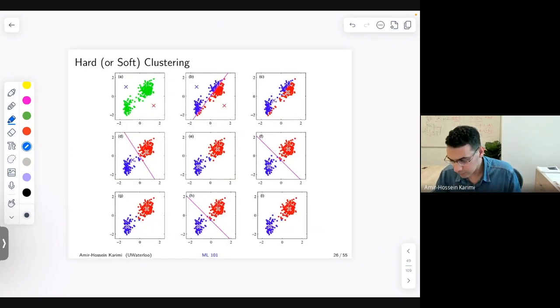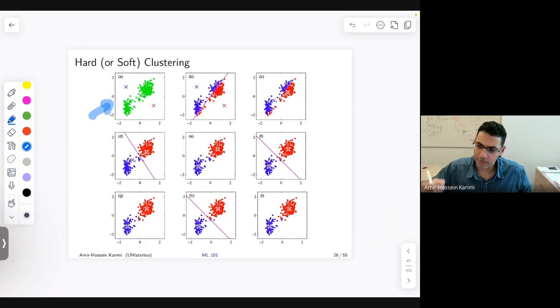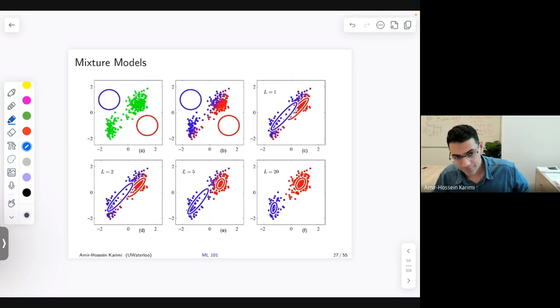This was what we saw for hard clustering, right? We started off at the top corner there with two initialized points, the red and the blue cross. Then we iteratively went through the assignment and update steps, and finally, once things started to converge and not change anymore, we stopped the algorithm. Now, the generative approach to this looks as follows.